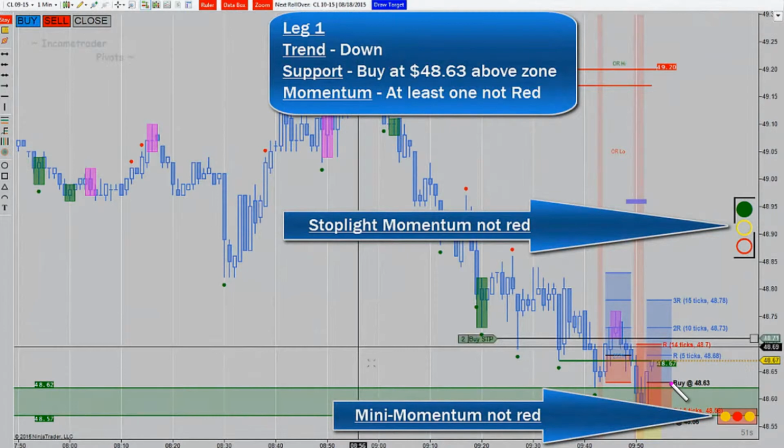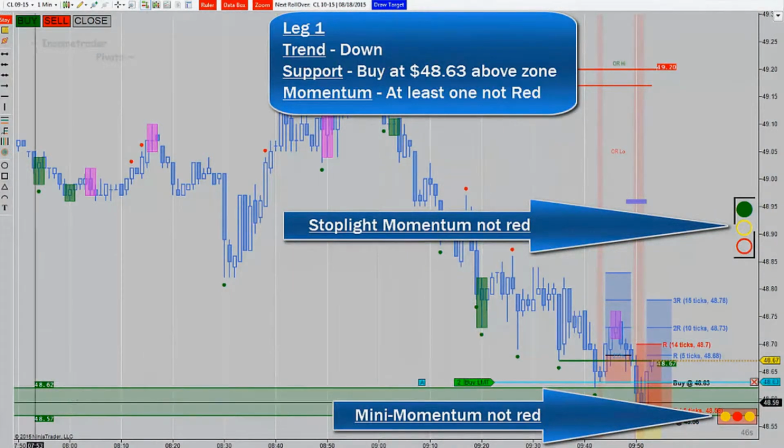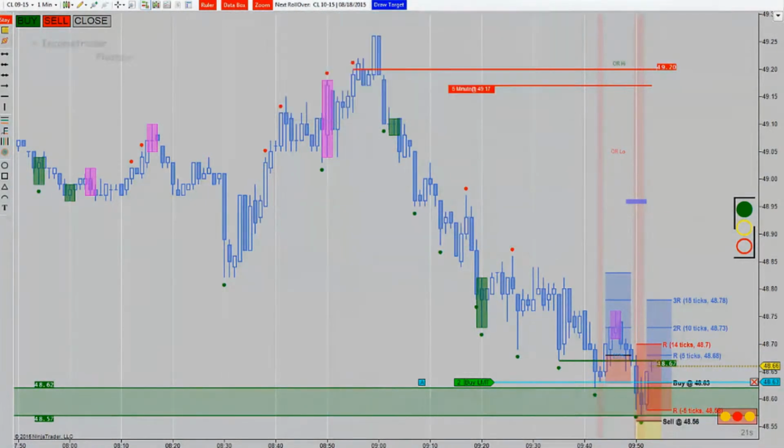We are above support at 48.62. We're going to buy a tick above at 48.63, and we don't have bearish momentum. So we're actually ready for this buy signal here. The trend is down, buy at 48.63, and at least one of them is not red. Again, if they're both red, we can't take the trade. Place the buy order at 48.63, waiting for prices to retrace.